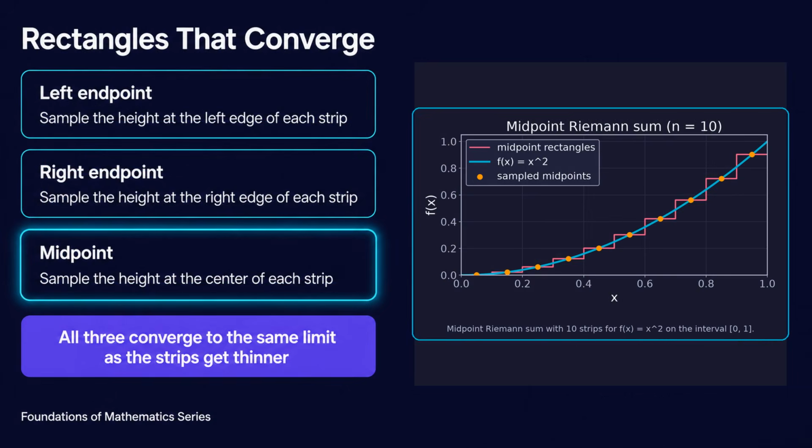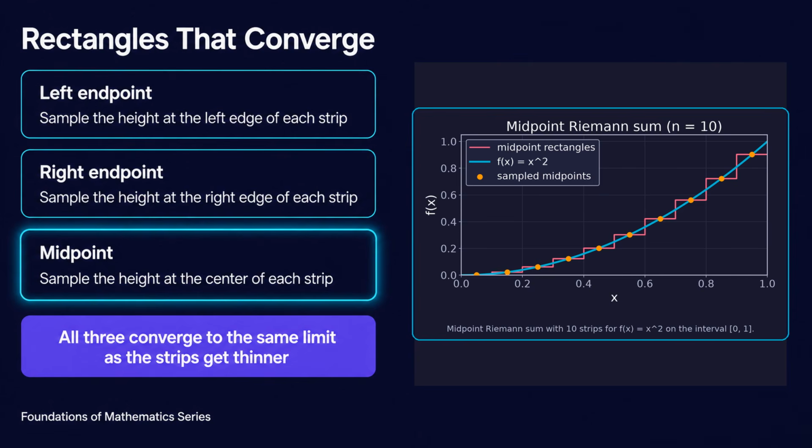The definition says pick a sample point in each strip, but it does not say where. 3 choices are standard: the left endpoint, the right endpoint, and the midpoint of each strip. On the plot, you can see the midpoint version for f of x equals x squared on the interval from 0 to 1, with 10 strips.